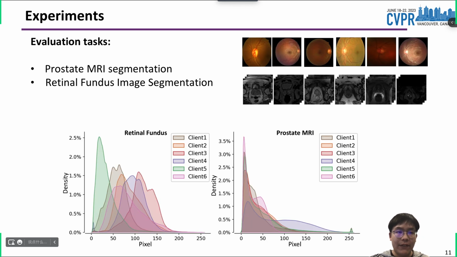To evaluate our method, we use two segmentation tasks, the prostate MRI segmentation and the retinal fundus segmentation. We plot the data distribution in the bottom figure. We can see each client has a very different data distribution, especially client 5 in the retinal fundus. Here, the distribution of client 5 shifted a lot due to a different imaging protocol.